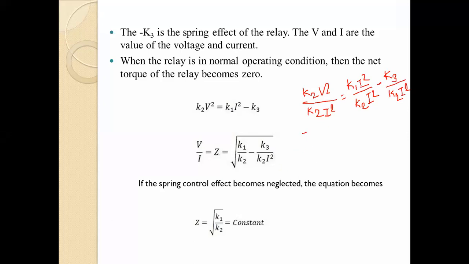So we get here V square divided by I square. These two terms will get cancelled. This V square divided by I square is equal to, here also I square gets cancelled, so it is equal to K1 divided by K2 minus K3 divided by K2 into I square.